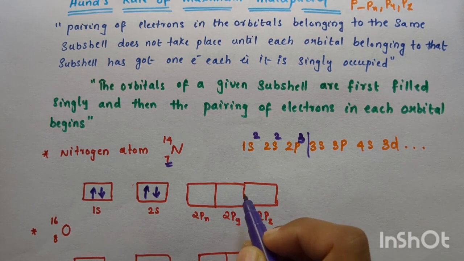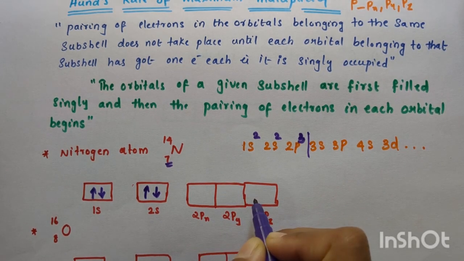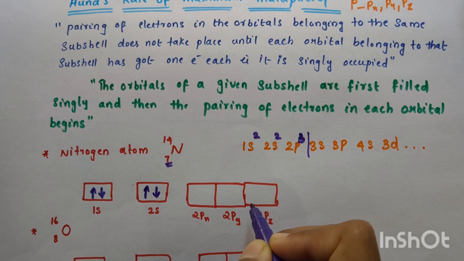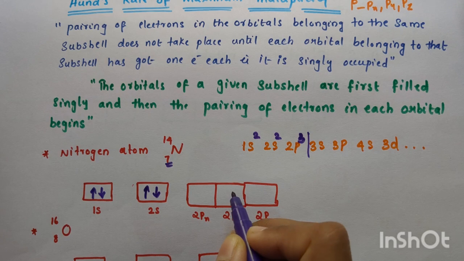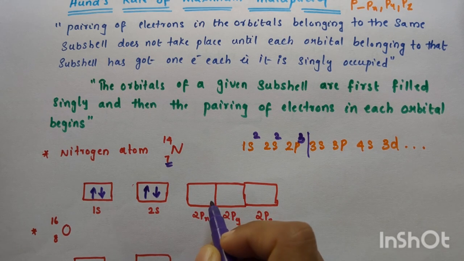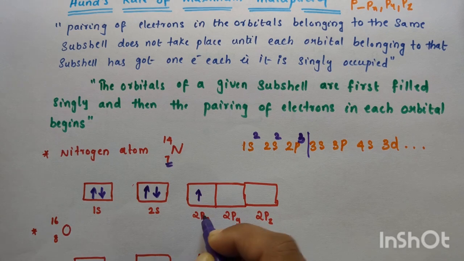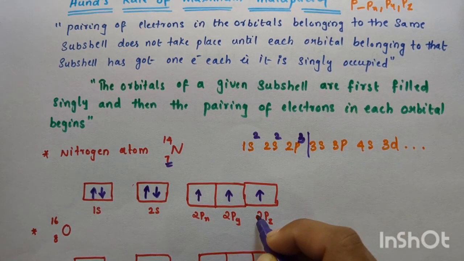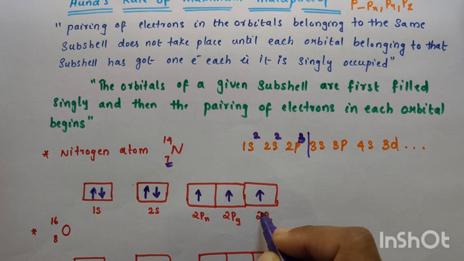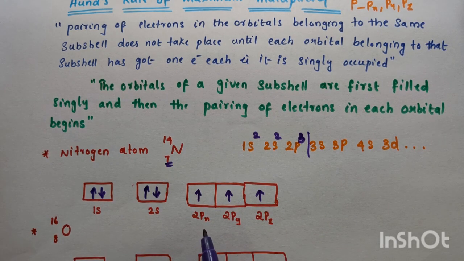So you see, according to Hund's rule, when electrons have a choice of orbitals with the same energy, they will occupy the orbitals singly. That is, 1 electron per orbital before pairing up. So you see we have 3 orbitals here. So 1 electron in the first one, 1 electron in the second one and 1 electron in the third one. Okay, so the orbital picture of nitrogen will be like this.